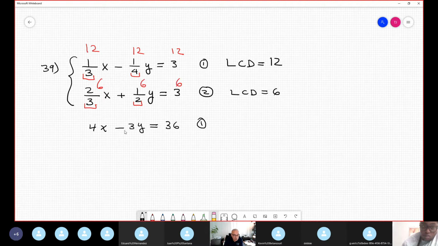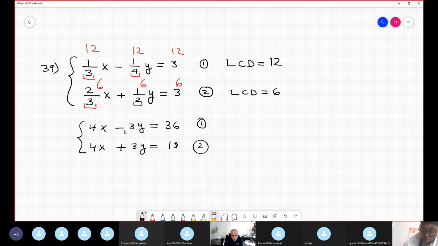So it's 6 divided by 3 is 2 times 2 is 4 again. It's a coincidence, 4x. Plus 6 divided by 2 is 3y. Oh, nice. Equal 18. And this is equation 2. Okay, now we have a couple of equations that do not contain fractions anymore. Now, by coincidence, happy.